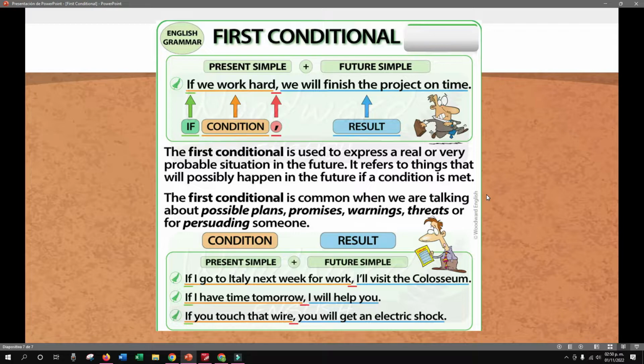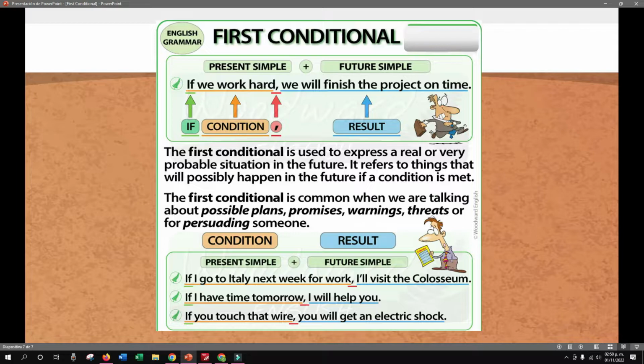Entonces, no se olviden. En la if clause tendremos presente simple. Si es negativo, depende del sujeto, ¿verdad? Usted va a utilizar don't o si es tercera persona singular, doesn't. Y luego el futuro, will, ¿verdad? Luego el verbo, su forma base, complemento, etc. Si fuera negativa, ustedes van a utilizar won't, que es la forma negativa del will en futuro, ¿verdad? Entonces, no se olviden de los dos tiempos.